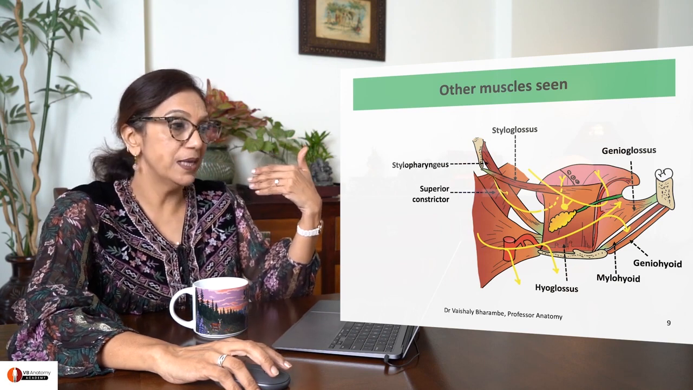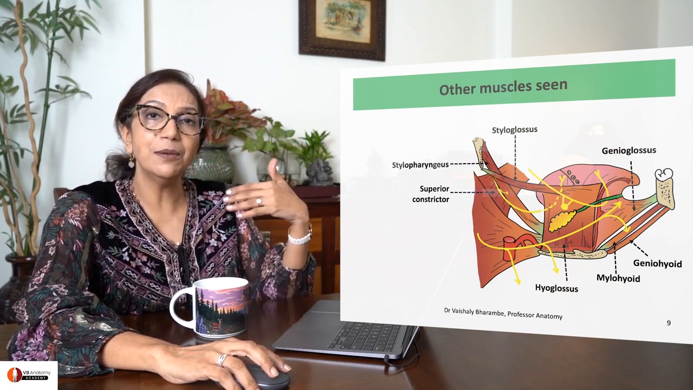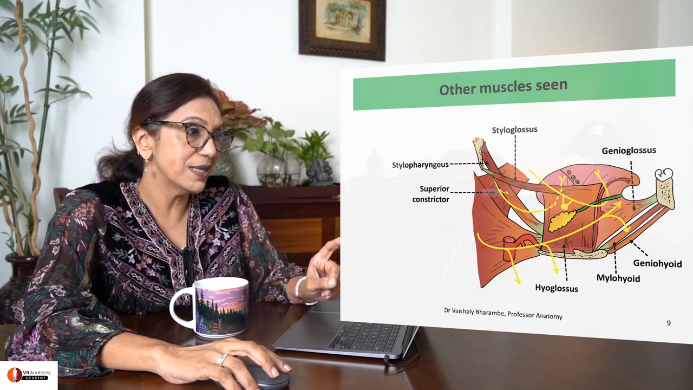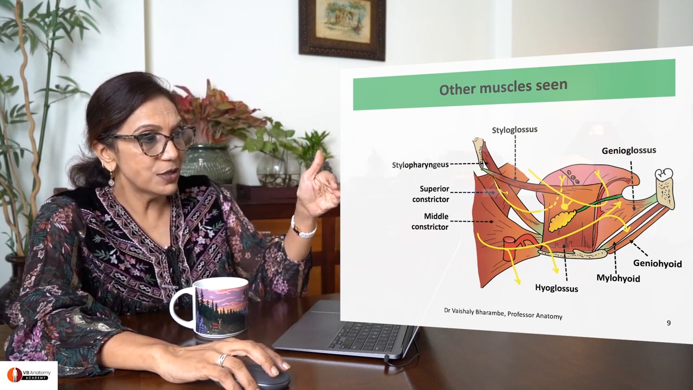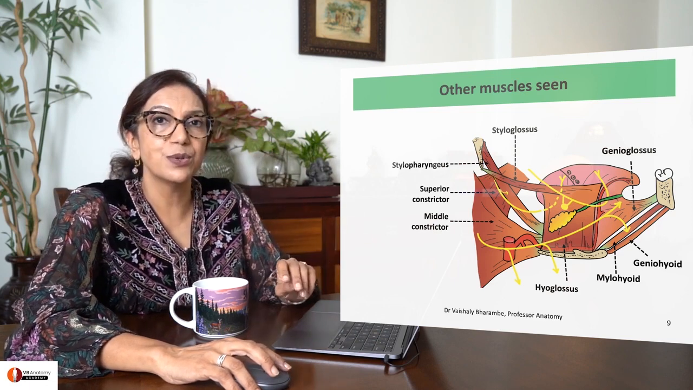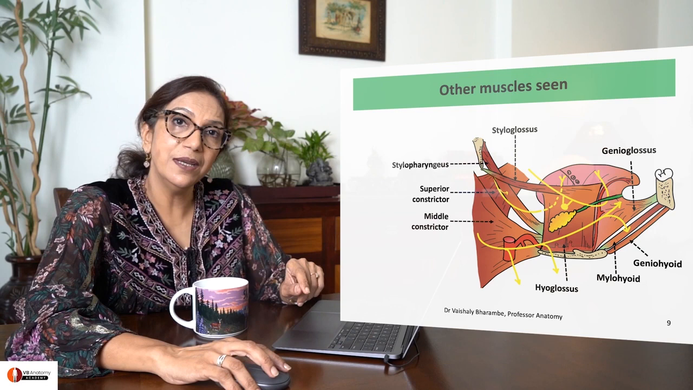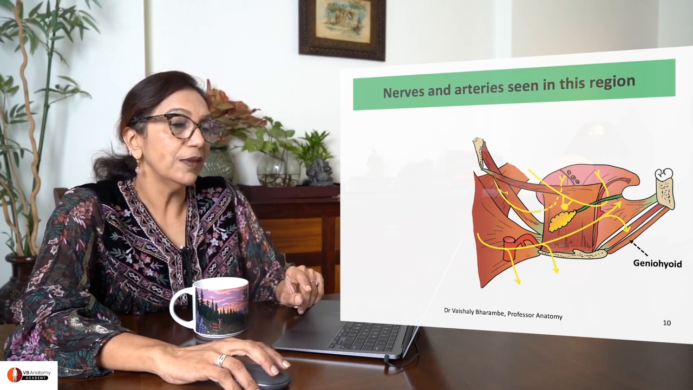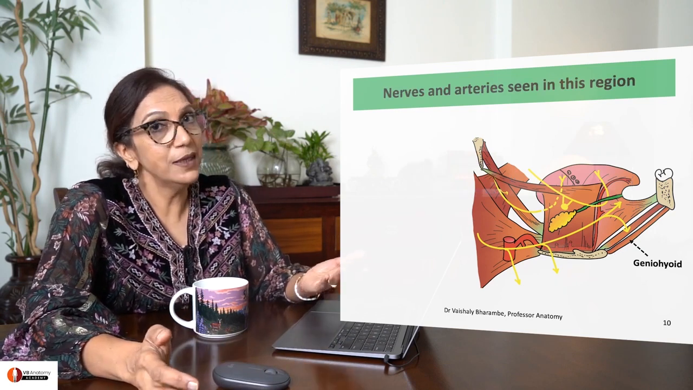Behind that, superior constrictor. Below that, middle constrictor. So the three muscles you are seeing: stylopharyngeus, superior constrictor, middle constrictor. These are all the muscles you see in the submandibular region. If there are muscles, there have to be nerves.